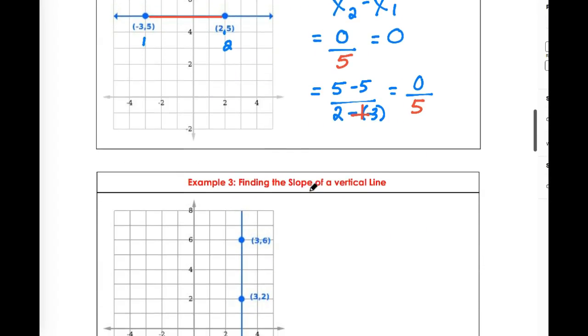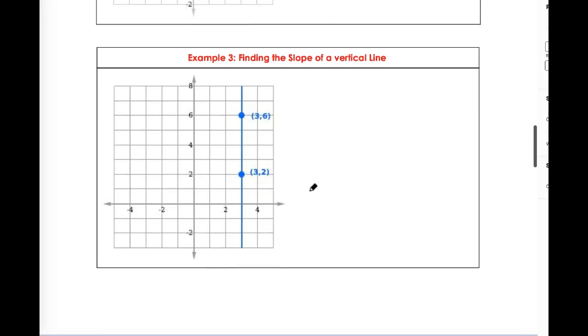So we go down to example 3 here, finding the slope of a vertical line. You might say, oh, it's no slope. Well, we have to be really careful. This is the one that's undefined. I always think about it this way: can I ski down a vertical line? No, you can't. Can you walk up a vertical line? No, you can't. But let's see how this happens.